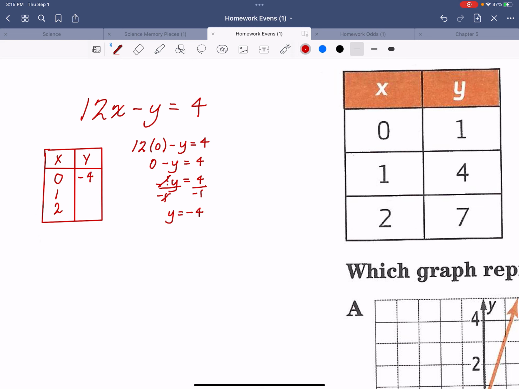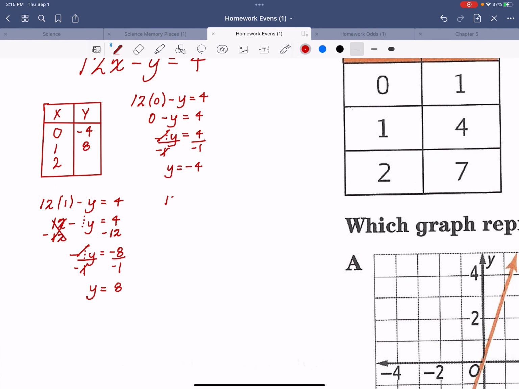And I'm just going to plug that in, and then I'm going to solve when x is 1. So 12 times 1 minus y is 4. And I have 12 minus 1y is 4. Move the 12. So negative 1y is negative 8. Divide by negative 1 on both sides, and y by itself, positive y, is positive 8.